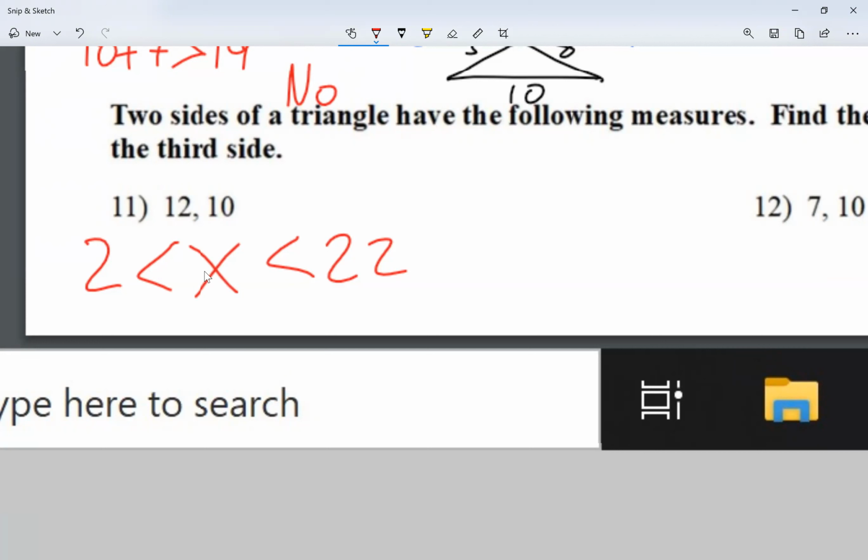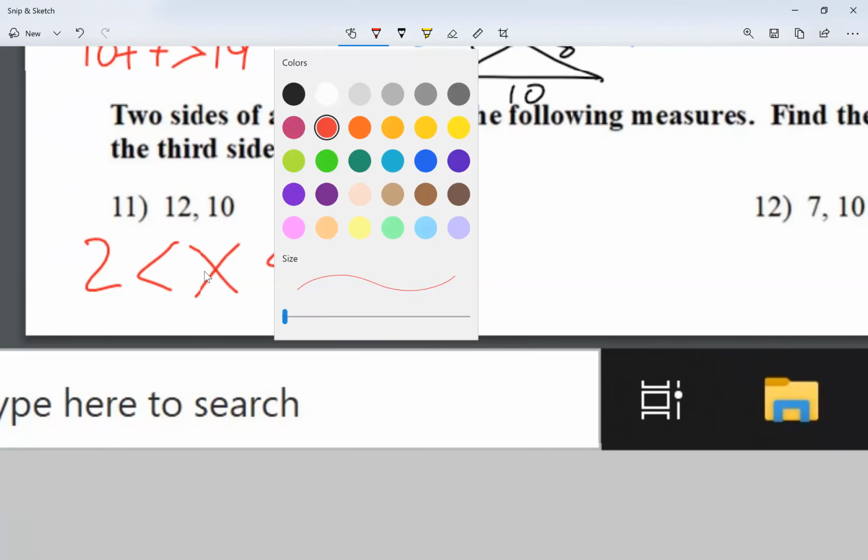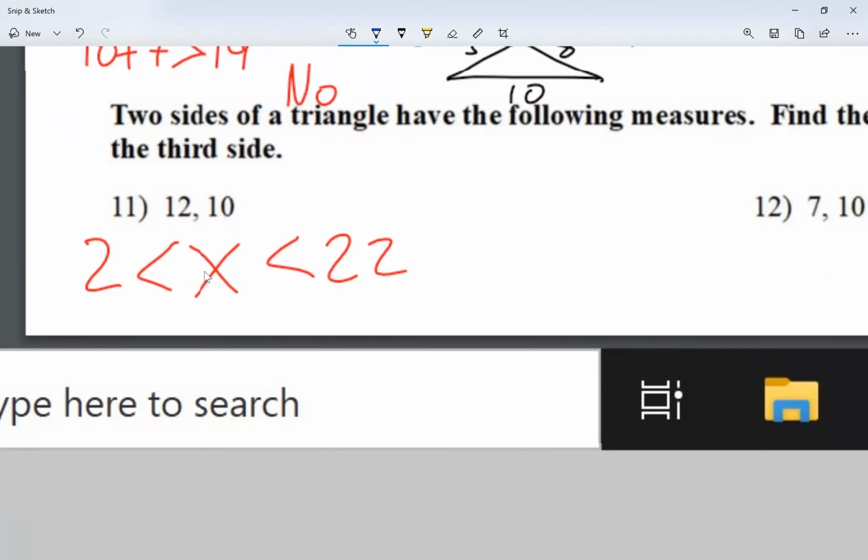Okay, so any number between 2 and 22 will make this work. You guys might be wondering, what does make this work mean? Let's pick a number between 2 and 22. So more than 2, less than 22. In my case, let me pick 15. You can pick a different number. I'm going to pick 15.